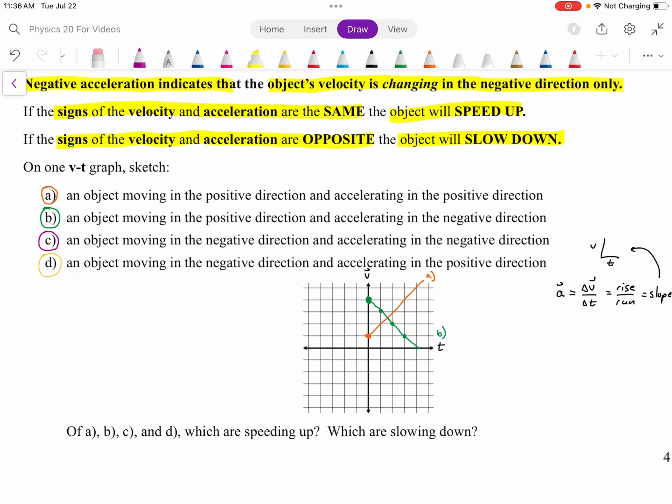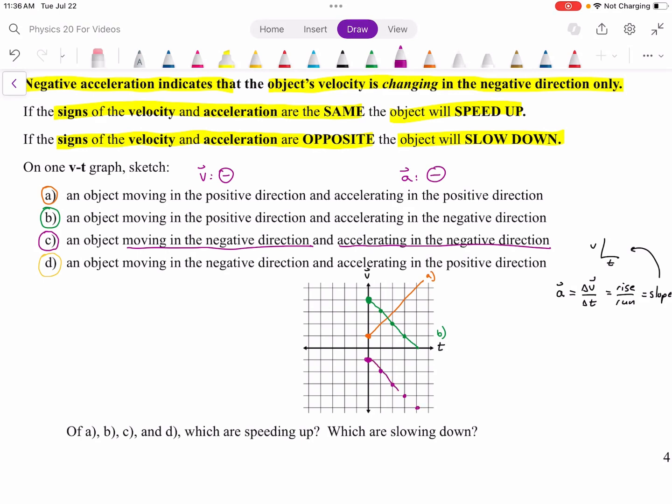It's just getting slower and slower. Now for C, we have an object that's moving in the negative direction and also accelerating in the negative direction. So we know both its velocity and its acceleration are negative. So it starts out, it's already moving in the negative direction, right? Its velocity is negative. Now, as time goes on, it's also accelerating in the negative direction. So if it was going -1 meter per second squared, then it's going -2, then -3, then -4, then -5.